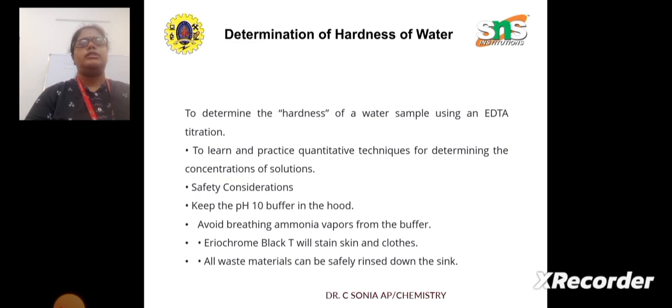We have to consider safety considerations like the pH 10 buffer solution should be kept in the hood. We have to avoid breathing the ammonium vapors from the buffer. Eriochrome black T will stain the skin and the clothes, so it should be kept away from them. And all waste materials can be safely rinsed down the sink.